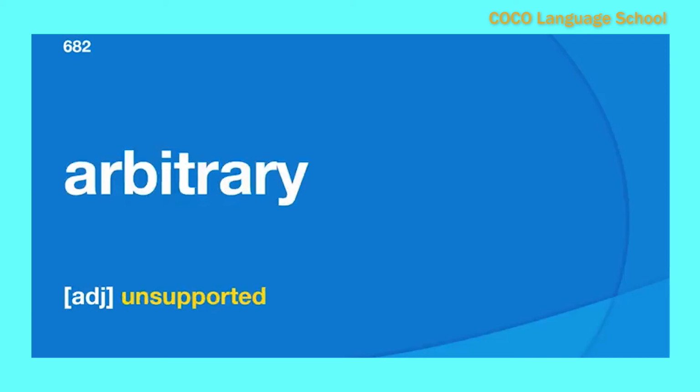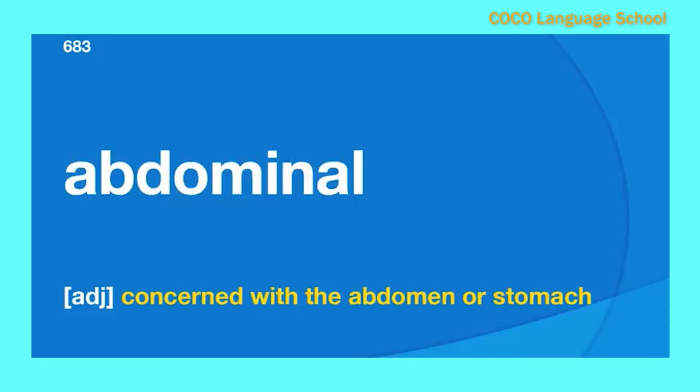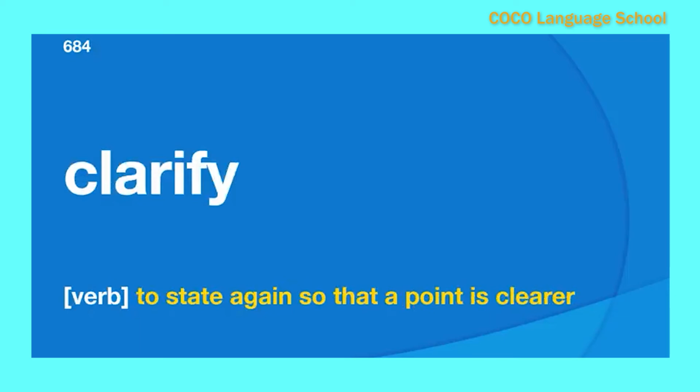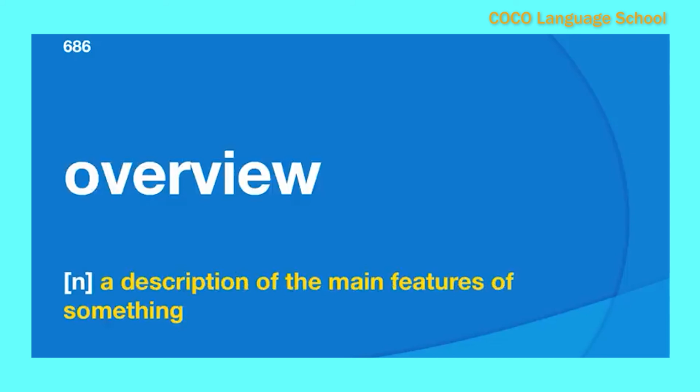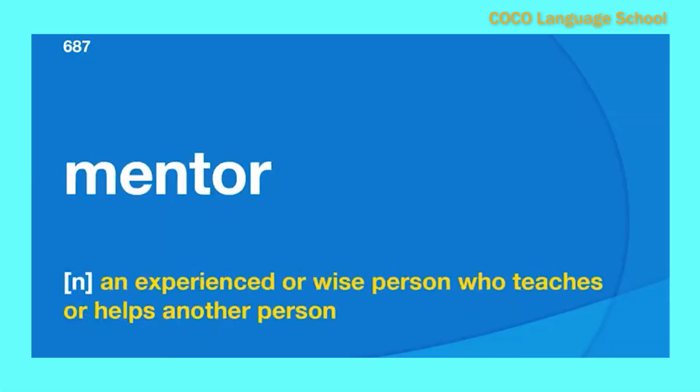Unsupported. Arbitrary. Concerned with the abdomen or stomach. Abdominal. To state again so that a point is clearer. Clarify. A unit of weight equal to 907 kilograms. Ton. A description of the main features of something. Overview. An experienced or wise person who teaches or helps another person. Mentor.